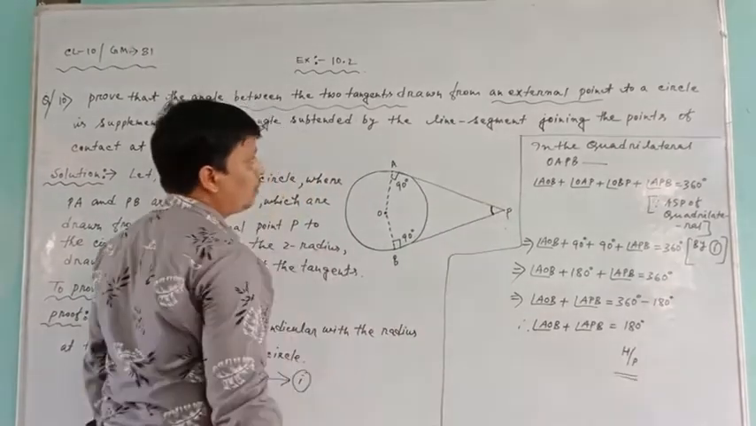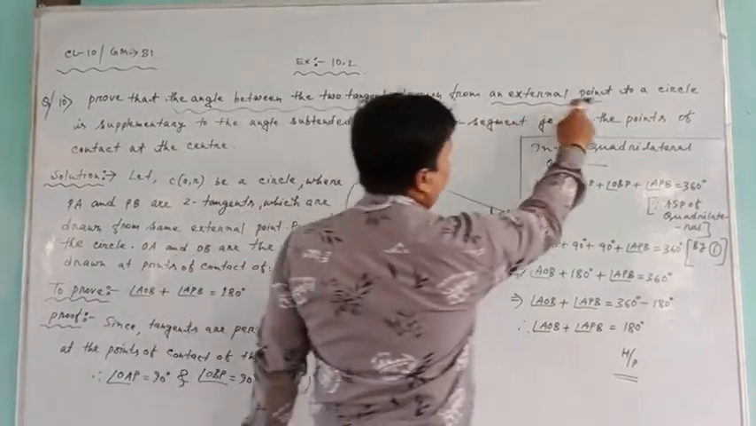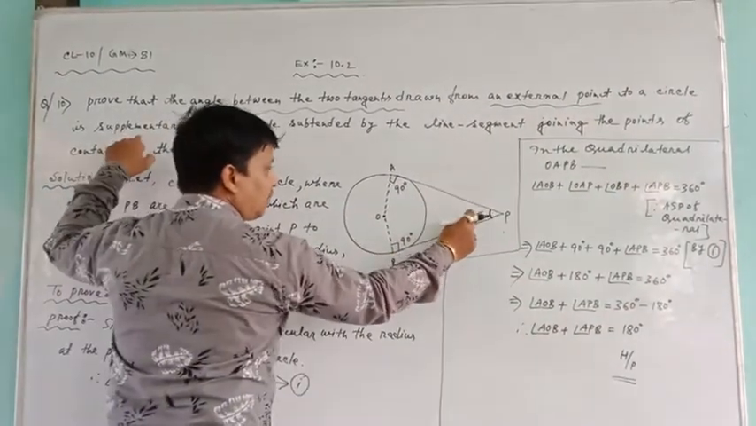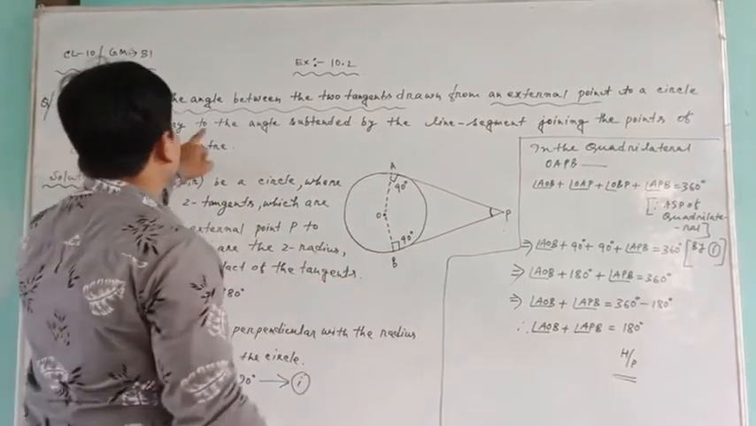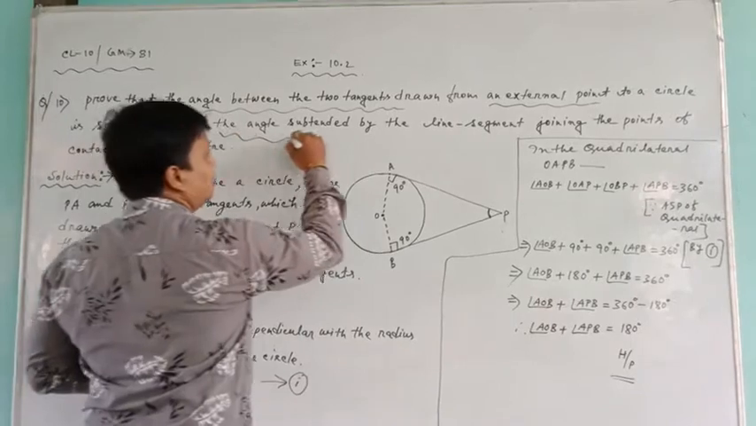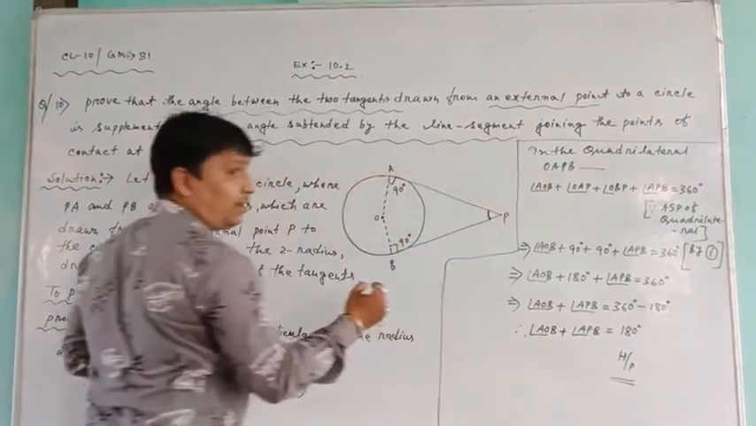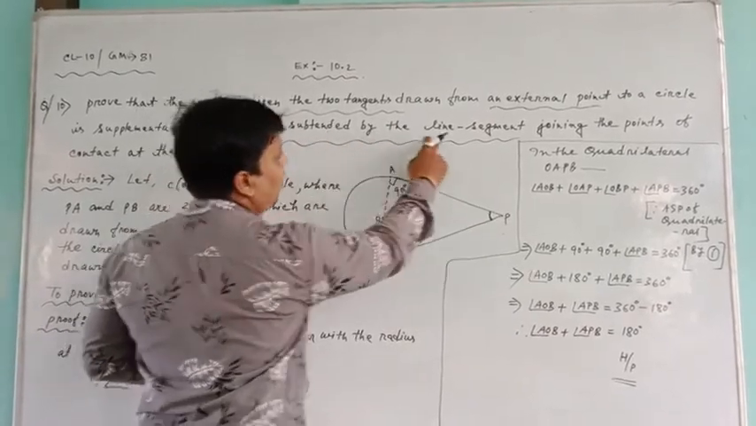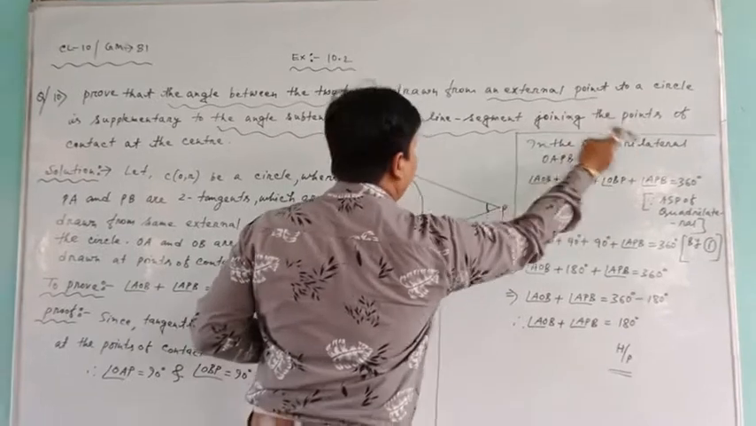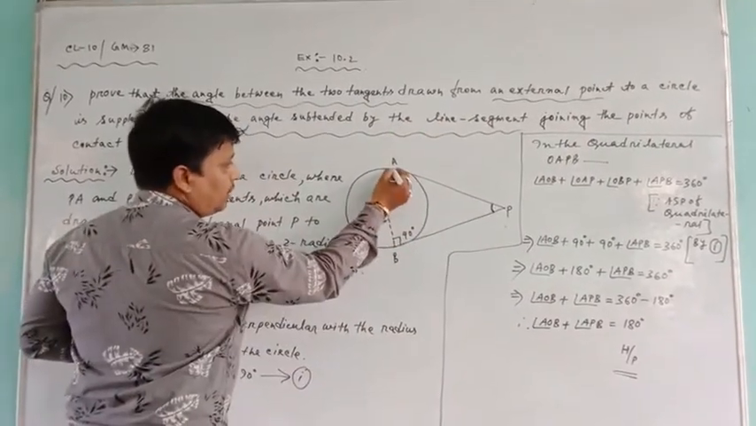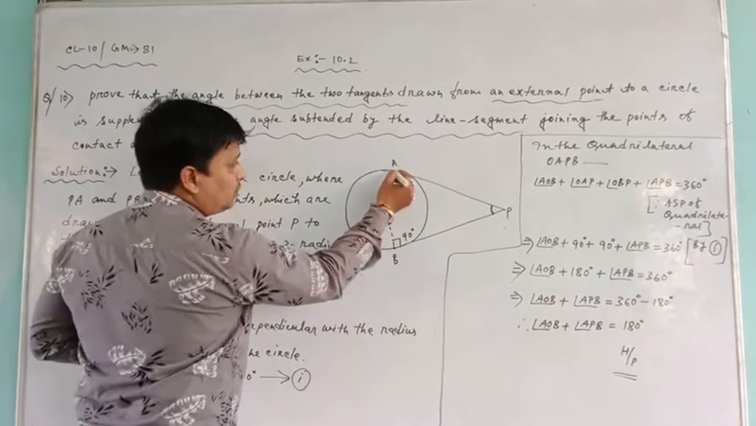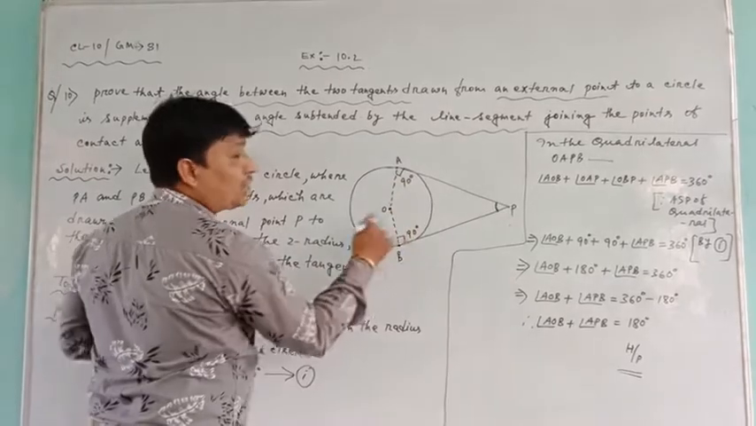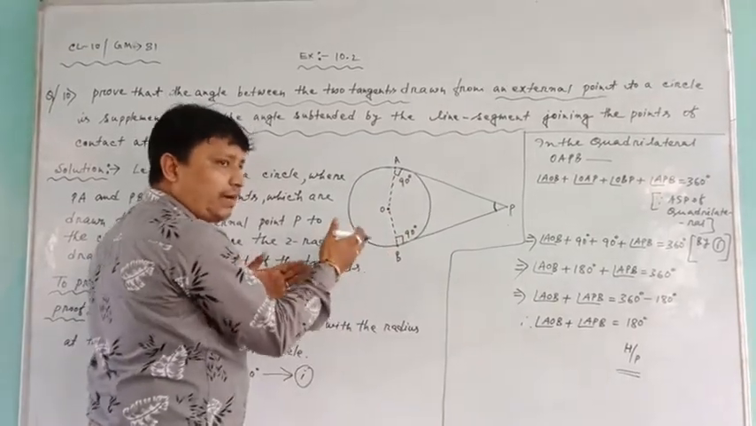One angle is this. Okay. Drawn from an external point to a circle is supplementary. That means this angle is supplementary to another angle. Supplementary to the angle subtended by the line segments joining the points of contact. That means A and B are the points of contact. These two points of contact we have to join with the center. Then OA and OB are the line segments, which are actually radii.